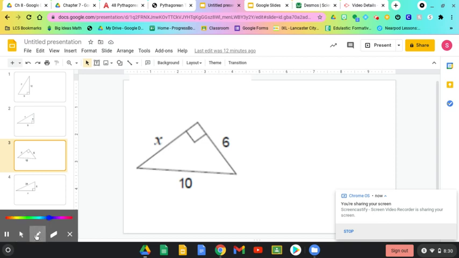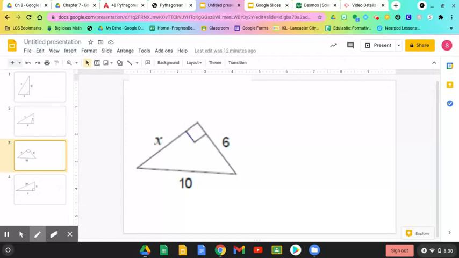Now we're going to practice looking for side A or B. So you'll see in this example here, we always start with the right angle and label the two sides that make up the right angle A and B, and then the side across from the right angle, side C. A and B are interchangeable, so I could label this A and this B, or we could flip it around.